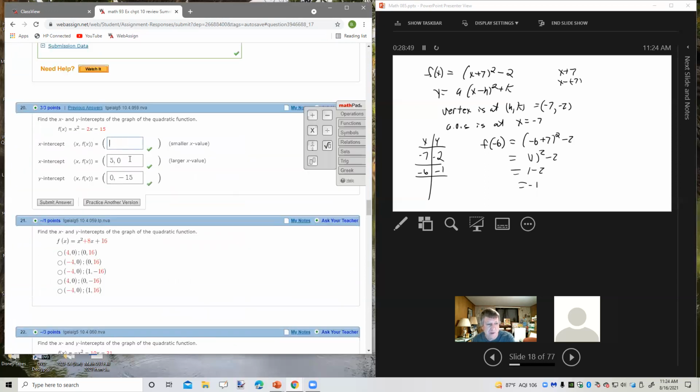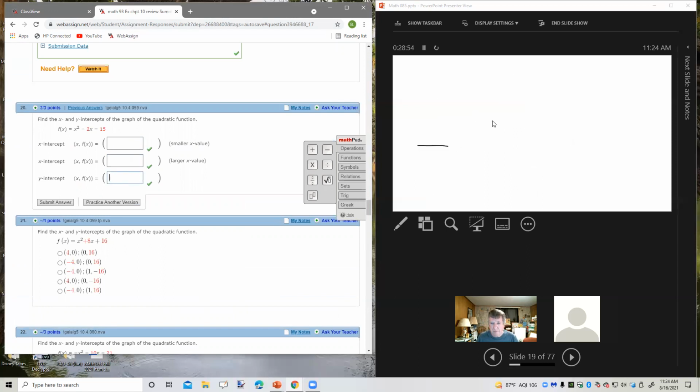Intercepts, x and y-intercepts. So how do you find an x-intercept? Set y equal to 0. How do you find a y-intercept? Set x equal to 0. So if we've got the function f of x equals x squared minus 2x minus 15, f of x is just another name for y, so we'll replace it with y. So to find the x-intercepts, we'll set y equal to 0. How are we going to solve that?